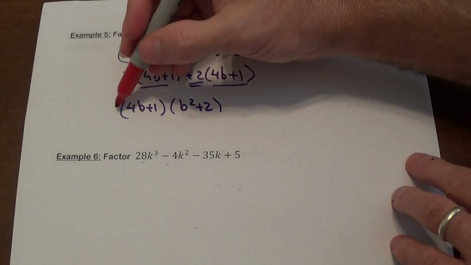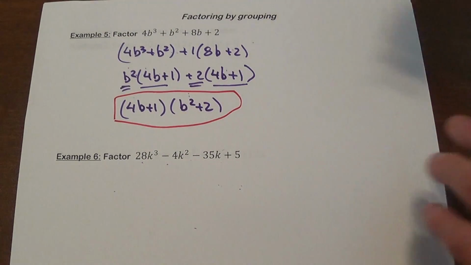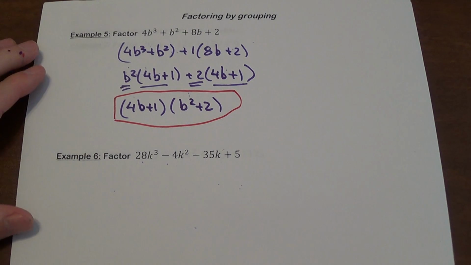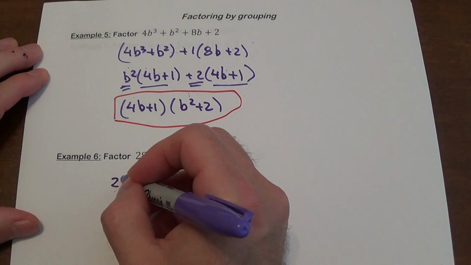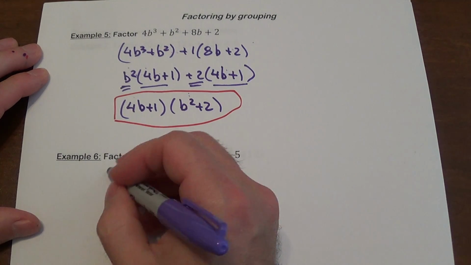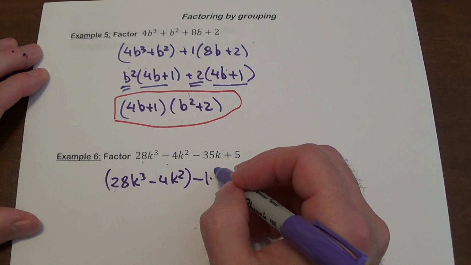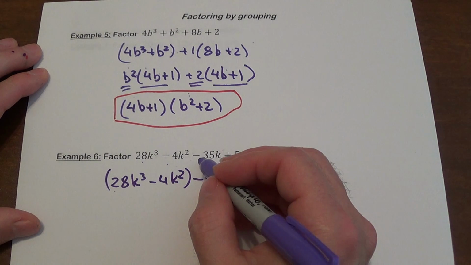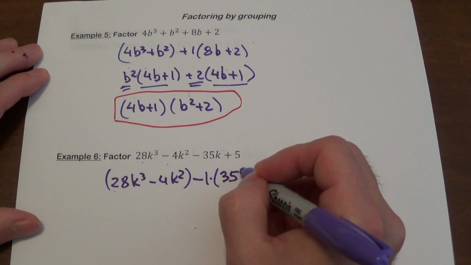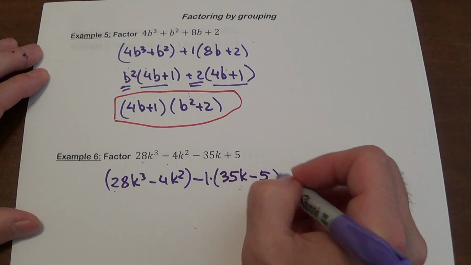Next problem. So we have 28k cubed minus 4k squared minus 35k plus 5. So 28k cubed minus 4k squared go together. We have a minus here. Let's make sure we factor out negative 1. So divide each term that follows by negative 1. So it becomes positive 35k minus 5.